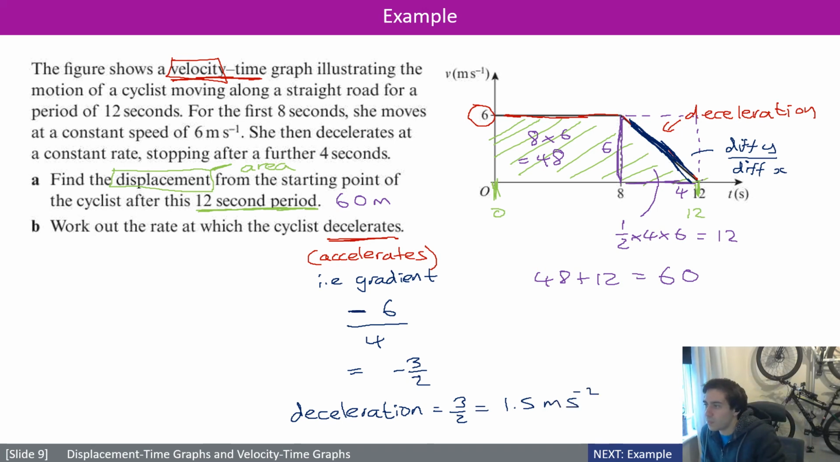Okay, cool. So that example should demonstrate to you this idea of using the area and the gradient to pluck information from these velocity time graphs. Let's do one more example and then we're done.